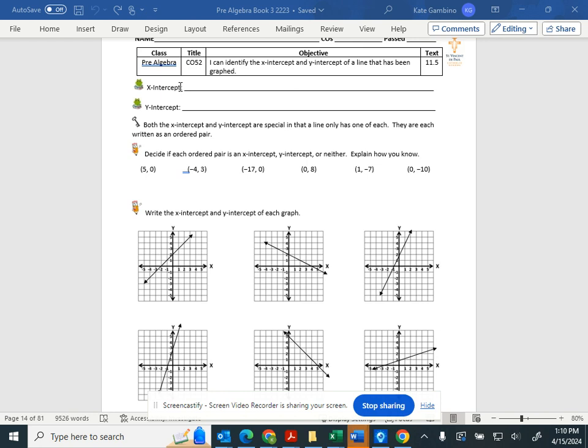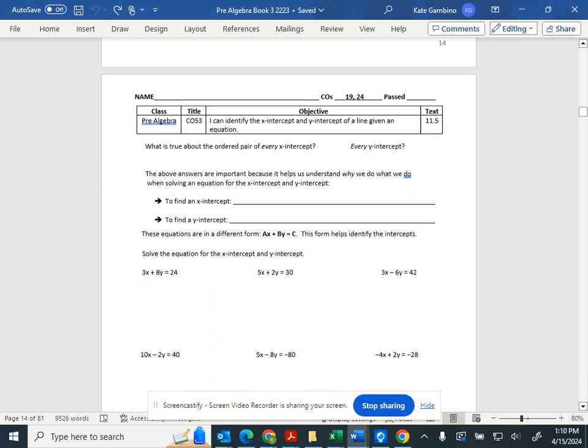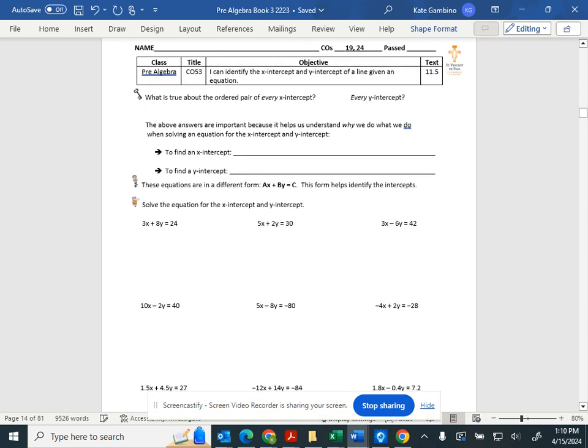Any questions on this first one? All right, so CO53, I can identify the X-intercept and Y-intercept of a line given an equation. So to find the X-intercept, what do we have to do? How many of us are following along in our binders? What do we have to do?